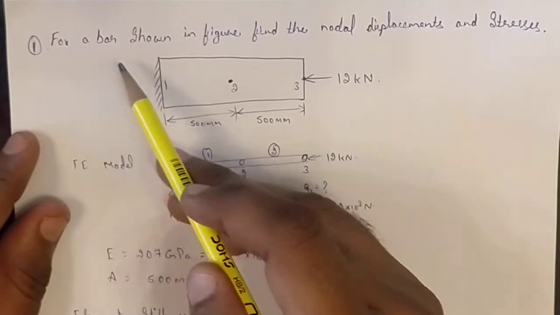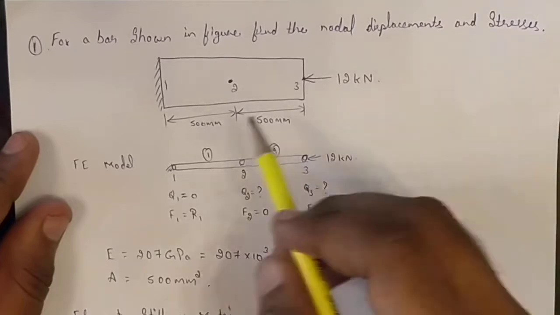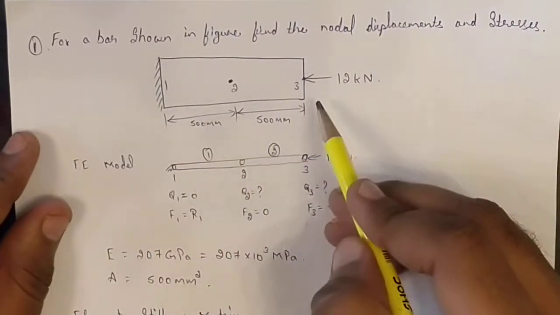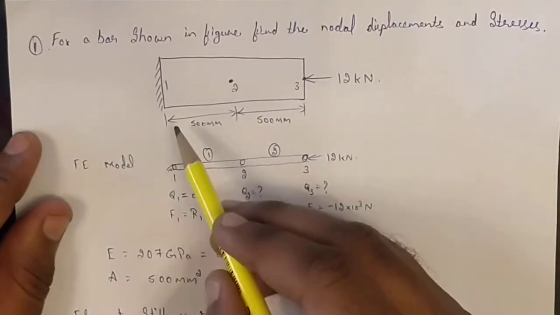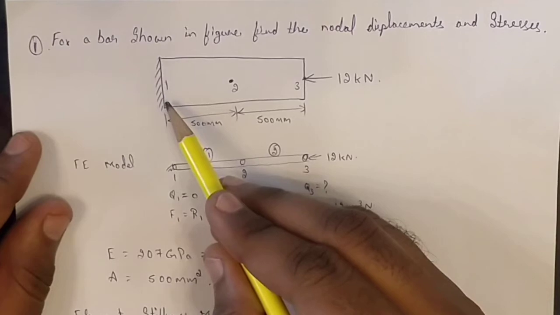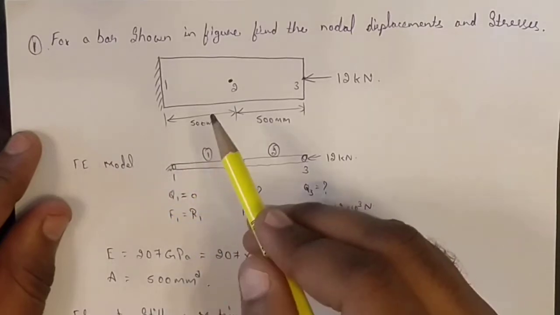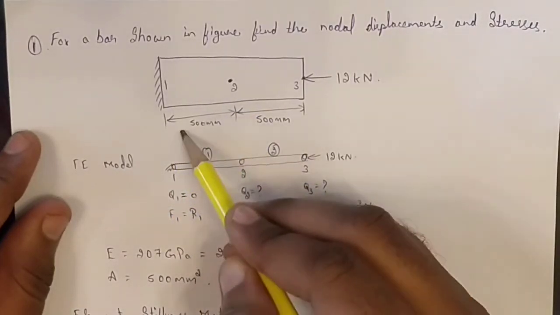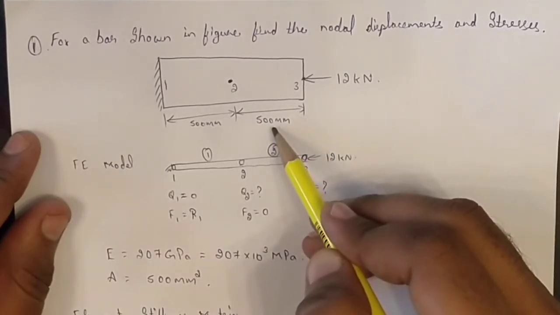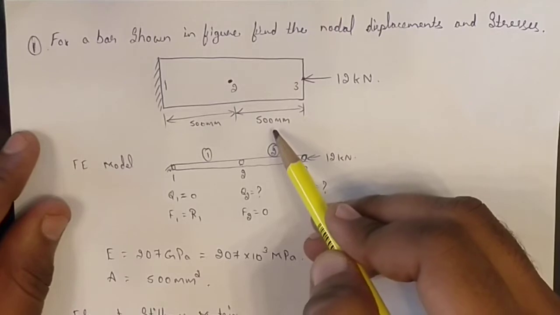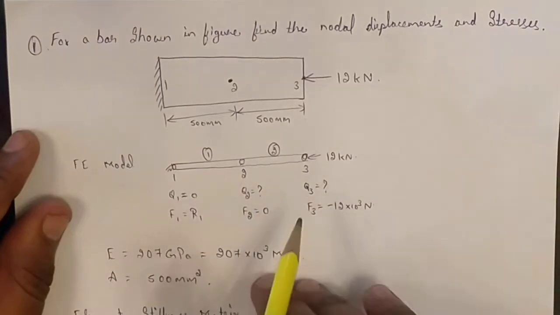The problem says that for a bar shown in figure, find the nodal displacement and stresses. So it's a bar given here, and a compressive load of 12 kilonewton is applied at the end of the bar, and you can see this bar is divided into two elements. It should be divided into two elements in order to solve this numerical. Till the midspan the distance is 500 mm, and from the midspan to the end it is another 500 mm.